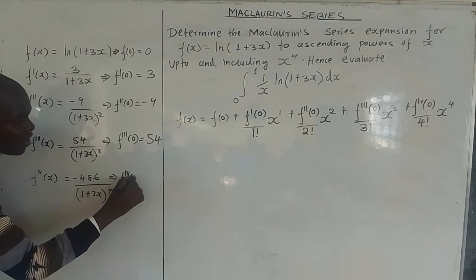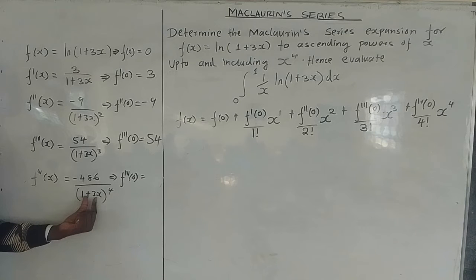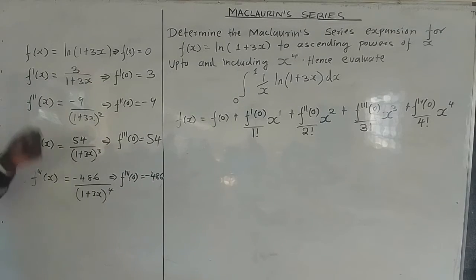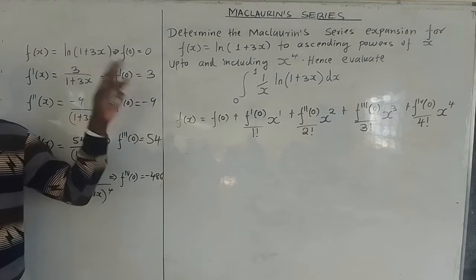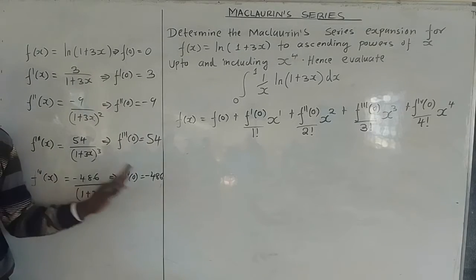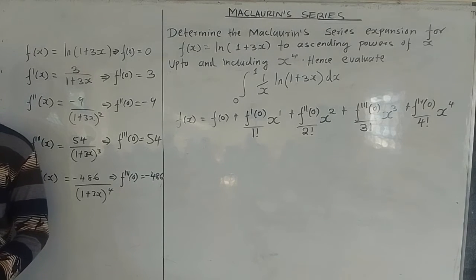The fourth derivative of 0. Where there is x, put 0. So you have 1 raised to power 4, isn't it? So that is 1. So negative 486 over 1 is negative 486. So have you seen you found f of 0, f prime of 0, f double prime of 0, f triple prime of 0, and the fourth derivative of 0, isn't it?